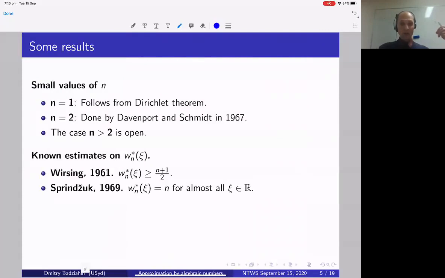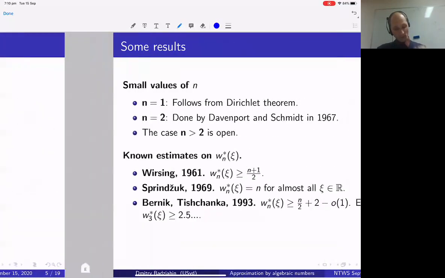In 1969, Sprindzhuk verified the conjecture for almost all real numbers psi. So basically it means that if we have counterexamples to this conjecture, the Lebesgue measure of those counterexamples should be zero. So the set of counterexamples is very small.